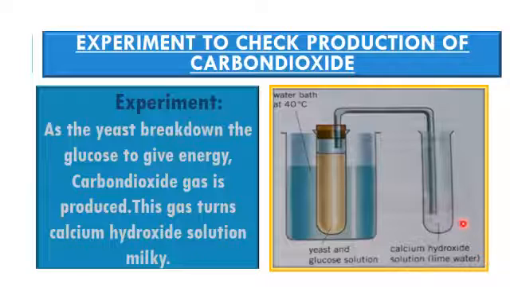This lime water is a colorless solution. When carbon dioxide from yeast comes into this test tube, it will turn this colorless solution of calcium hydroxide lime water into a milky color. So carbon dioxide has a tendency to turn calcium hydroxide lime water milky. That is a test that we can also perform in the laboratory.